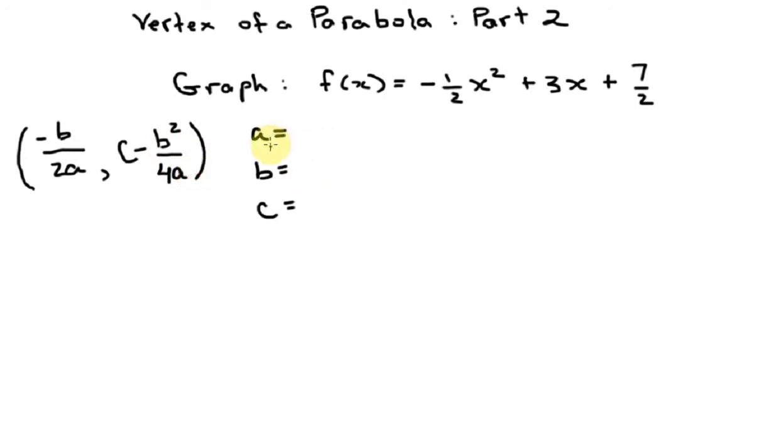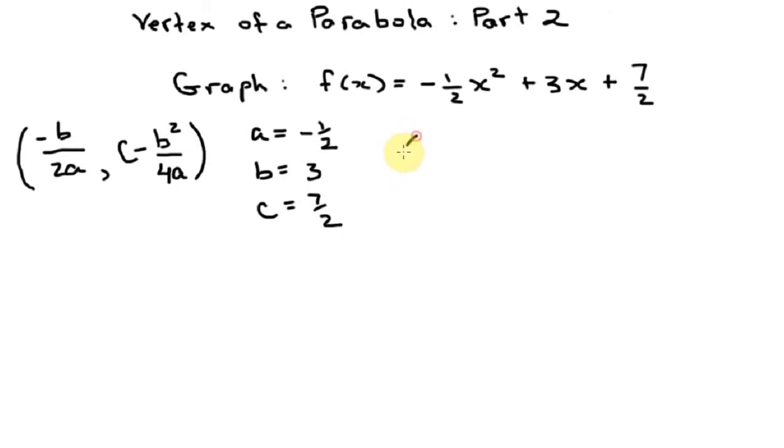And once we've identified a, b, and c, we're in business. So A is negative 1/2, B is 3, and C is 7/2. Okay, so I'm going to go ahead and plug those in and try to work out where that vertex is.